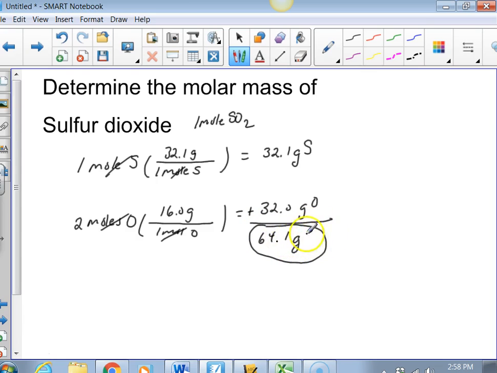And I'm saying 64.1 grams here, but technically, since that was 1 mole of SO2, this is 64.1 grams for every 1 mole, or grams per mole.